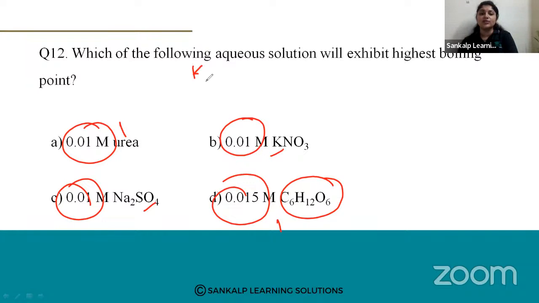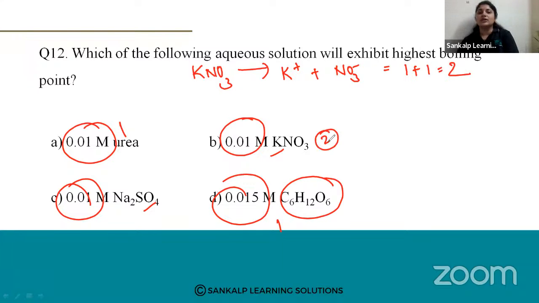Now how will these two compounds dissociate? First I'll write KNO3. When it dissociates, it gives K plus and NO3 minus. The coefficients are 1 K plus and 1 NO3 minus, so 1 plus 1 equals 2. The Vant Hoff factor here is 2. And for Na2SO4, there are 2 Na plus ions plus SO4 2 minus, so 2 plus 1 gives you 3.